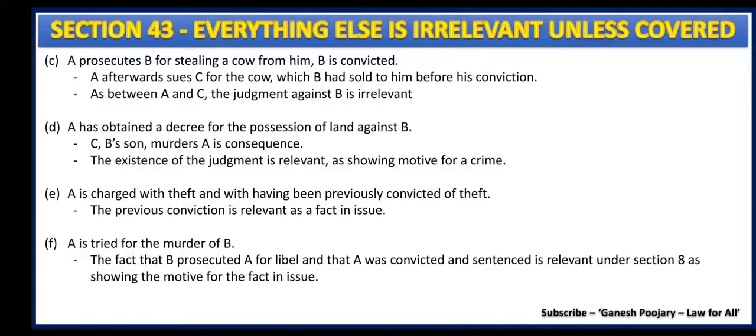The last illustration, that is illustration F, is again a very easy illustration where there are two people, one Mr. A and one Mr. B. A is accused of the murder of Mr. B. Now, what happens when they check the history? There was earlier one case of defamation which was put by Mr. B against Mr. A, and there A got convicted. Now, this becomes a case of a very clear motive, and such fact is a very important fact in issue where we can refer section 8, which discusses about the motive as a fact in issue. Now, these are the important illustrations which are covered under section 43.